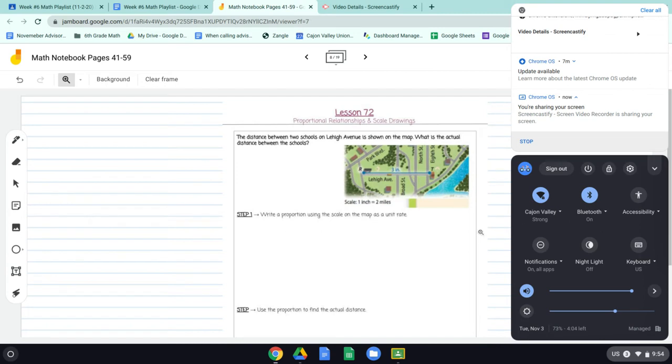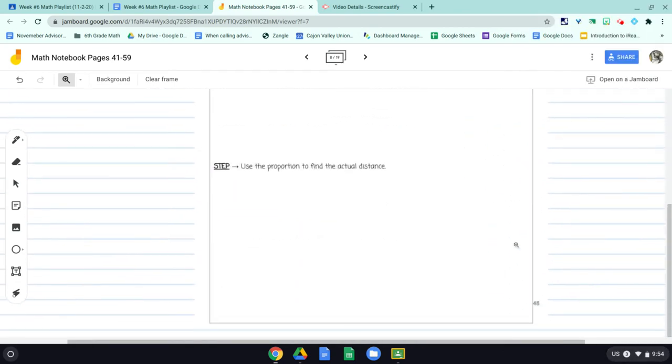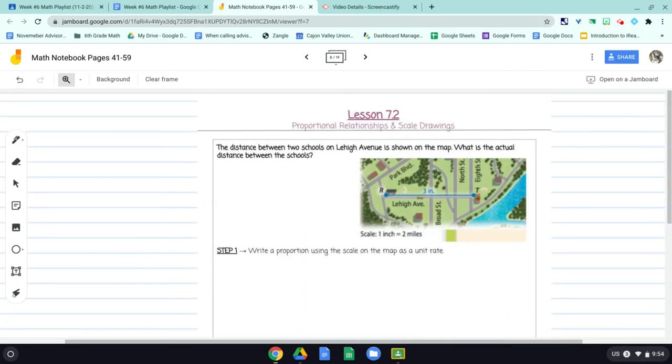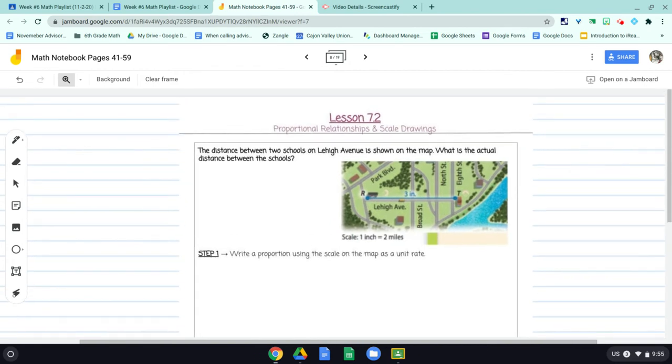We're going to be working on page 48 here. Page 48 in your math notebook. And you can see here, if we go down to the bottom, it says 48. We're working on another proportional relationship and scale drawing problem using ratios and rates. So actually, this is very similar to what we've been doing on previous pages. We're just using a map this time to look at scale.